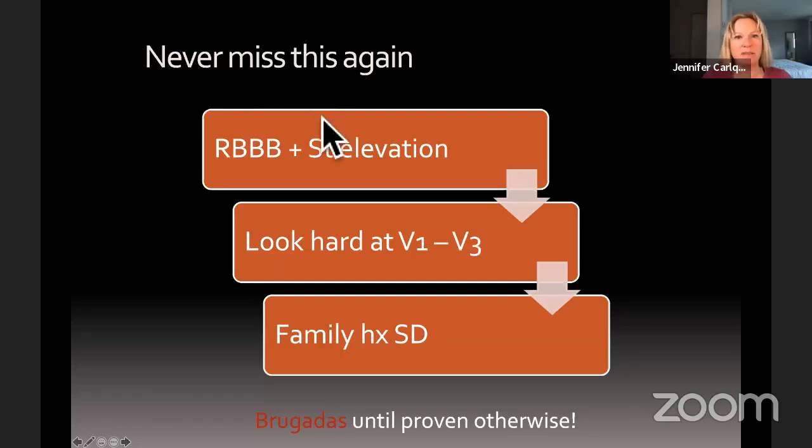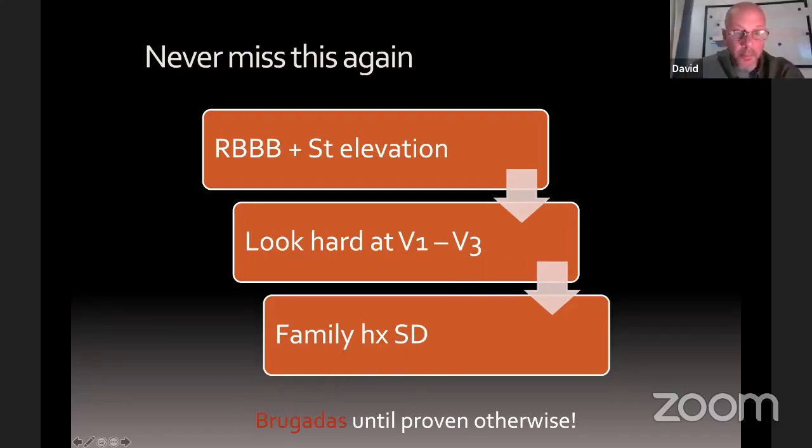So here's how to never miss this again. You're looking for right bundle branch block plus that weird ski slope ST elevation. You're looking hard at V1 through V3, and you're asking everybody who's had syncope, palpitations, chest pain, shortness of breath, dizziness, lightheadedness, anything like that: do you have a family history? Has anybody in your family died young, a sudden death, and maybe you don't know why? If they got hit by a truck, okay, that's reasonable. But if they were just in their sleep and they died, or they were young, I don't know, right? And they won't catch this on autopsy, which is the really scary thing, right, David?